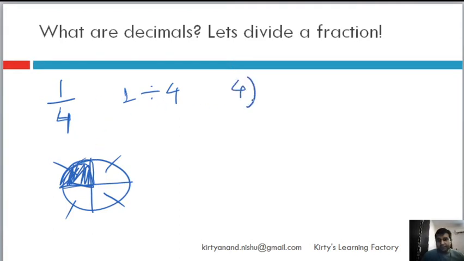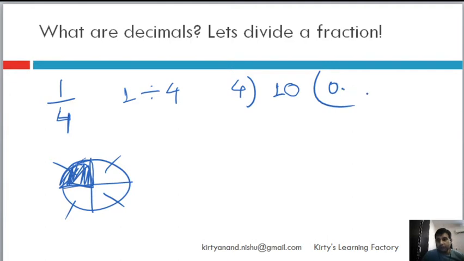So let's try and divide 1 by 4. Will we be able to divide it? The answer is no, because 1 is smaller than 4. In order to make sure that we are able to divide it, we introduce decimals. So we write 0, because 0 has no value. 4 zeros is 0, so 1 is there. Then we put a decimal. The moment you put a decimal here, you can borrow and put a 0 here. So you can assume that a 10 has come because you have put a decimal here.